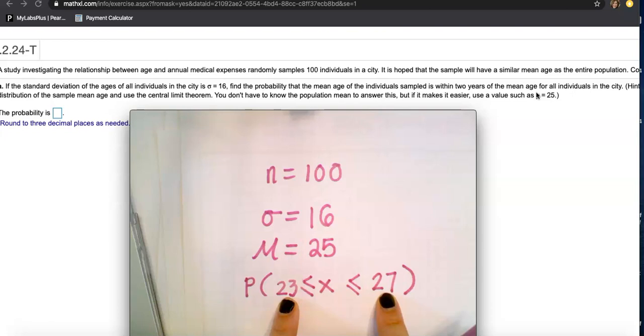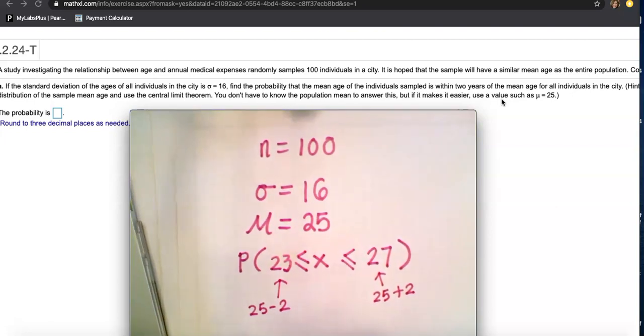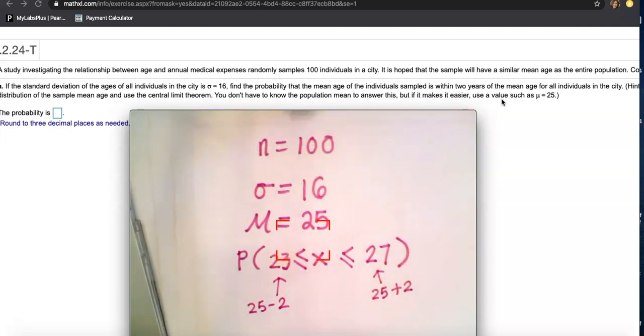I just want to make sure that you know where all these numbers are coming from. So that's the probability that we want to find, because they said within 2 years of the mean age. And if they tell us, why don't you use 25 for the mean age, I want to know the probability that the sample mean will be between 23 and 27.